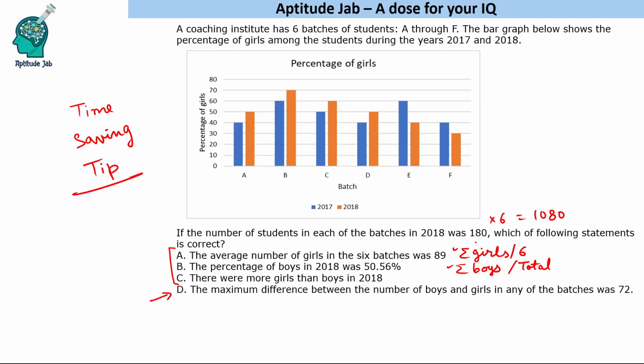Where the graph is the highest. So it is quite obvious that it will be in case of B, because the graph is the highest. 70% is girls, so that means 30% will be boys. So the difference is 40% of the students. 40% of 180, what is that? That is 72. So it says the same thing, so that must be the correct answer.